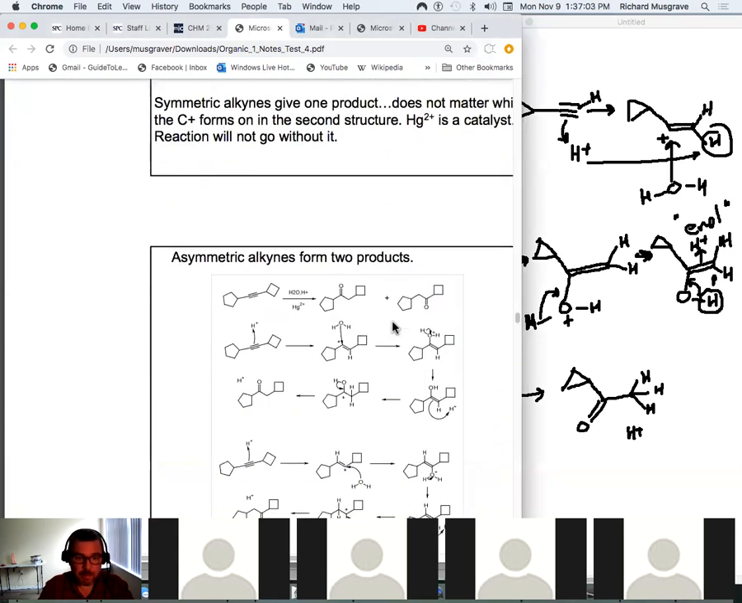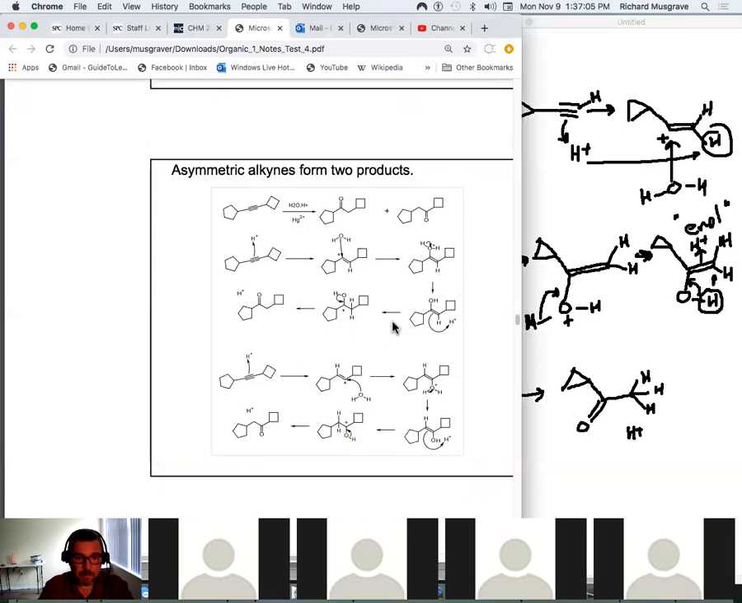And if it's an asymmetric alkyne, look, I'm going to tell you straight. This is what you're going to see on the test. This thing you're looking at right here. Okay, that's what you're going to see.